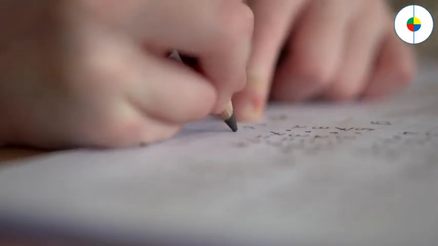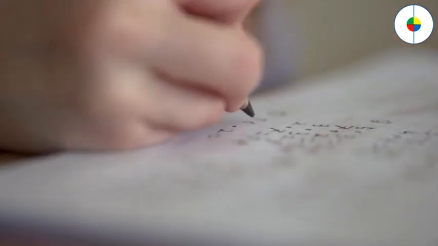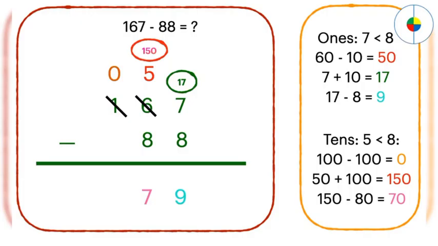When the minuend is less than the subtrahend in a position, you minus 1 from the next position and add 10 to the current position. For example, when you calculate 167 minus 88, in the ones position, 7 is less than 8. So the tens position of the minuend becomes 5, and the ones position of the minuend becomes 17. The ones position becomes 17 minus 8 equals 9.